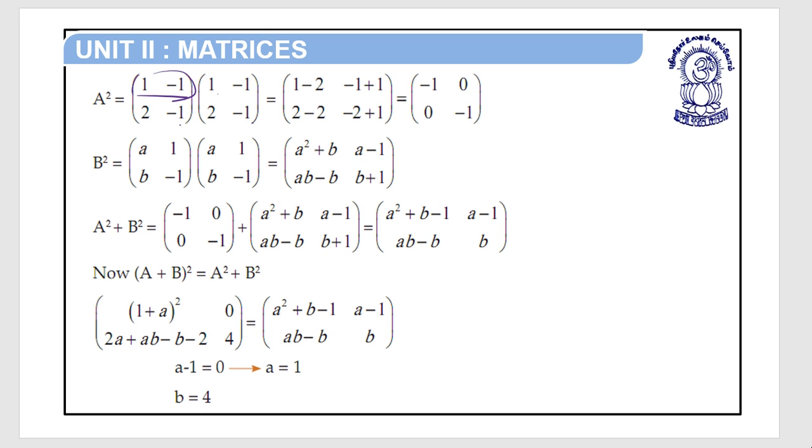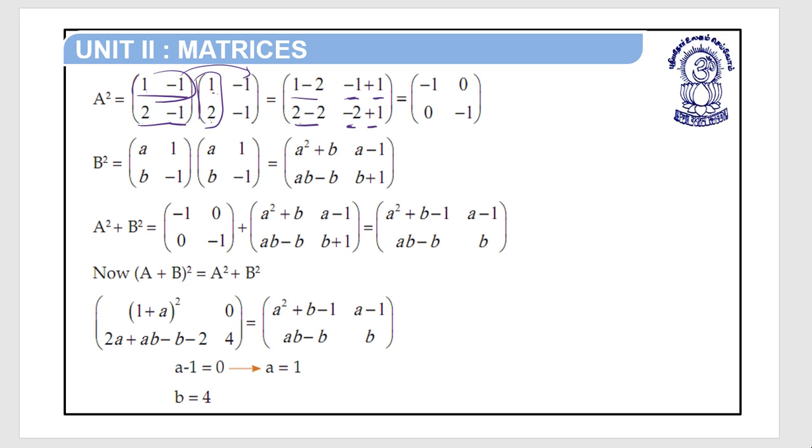So first row, first column: 1 into 1 minus 2 into 1, minus 2. First row, second column: 1 into minus 1, minus 1 into minus 1, plus 1. Second row, first column: 2 into 1, minus 1 into 2, minus 2 minus 2. Second row, second column: 2 into minus 1 minus 2, minus 1 minus 1 plus 1. So we get [-1 0; 0 -1].